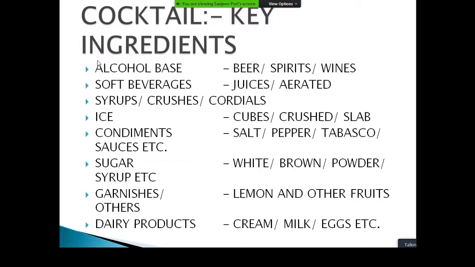The garnishes, lemons and other fruits that are used for the preparation of cocktails, garnishes have to be.